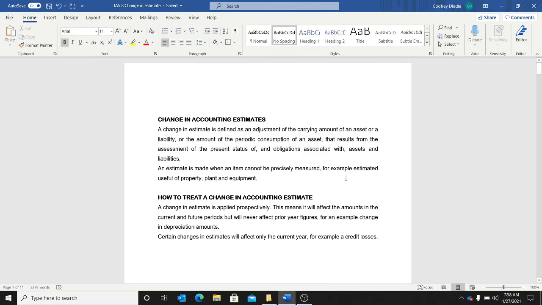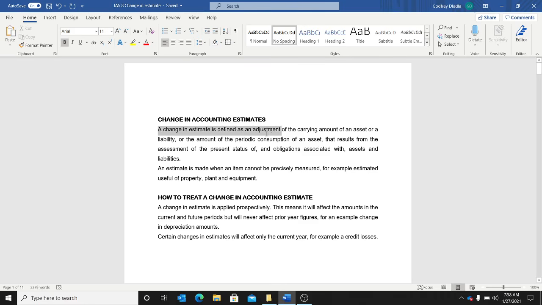Good morning again, students. Today I want to explain to you a change in accounting estimate. At level 3, a change in accounting estimate will more or less basically be your depreciation change and your provision, or what we call credit losses change. So let's firstly look at what it is that we are talking about.